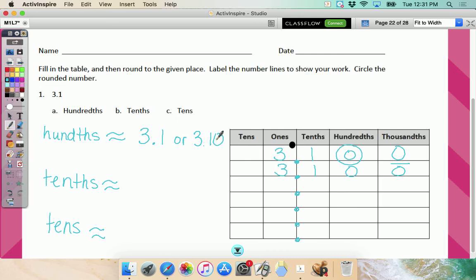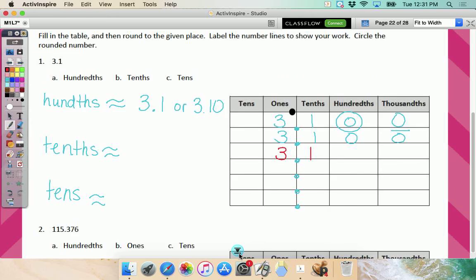Okay, let's look at the tenths place. So I'm going to change the color of my pen and we'll write 3.1 again. So everybody write it. And this time I'm going to circle the digit in the tenths place. So tell me what that is, Tucker. What digit is that? That digit is the 1. Good. So find the place value and circle that digit, move to the right and underline, get it.